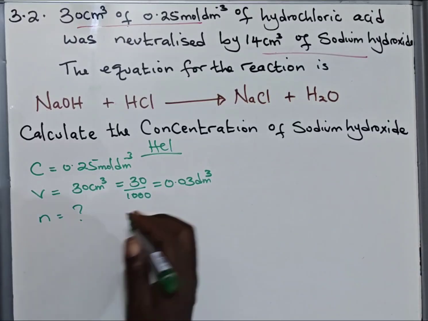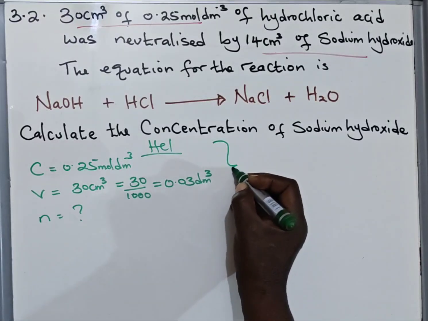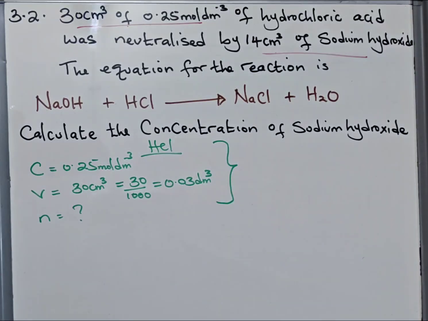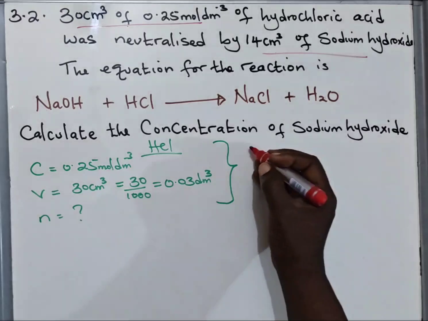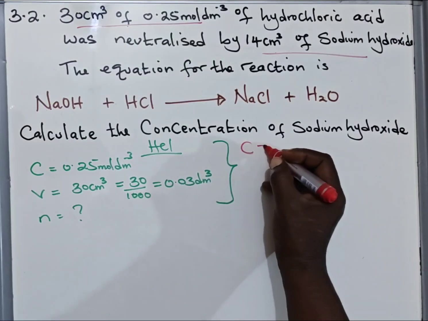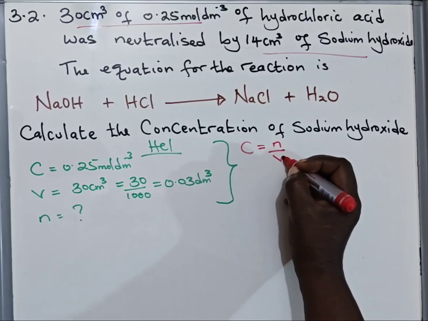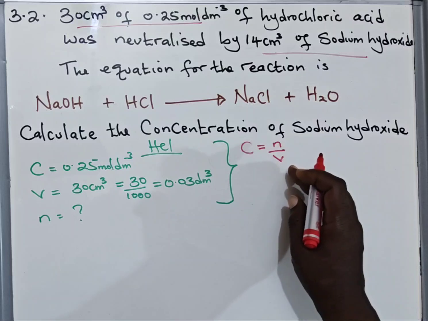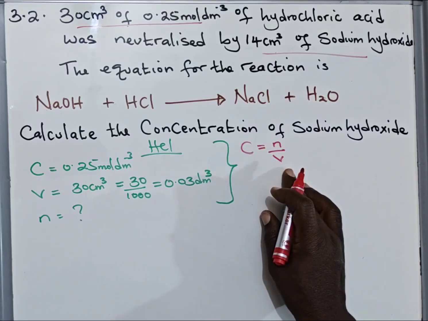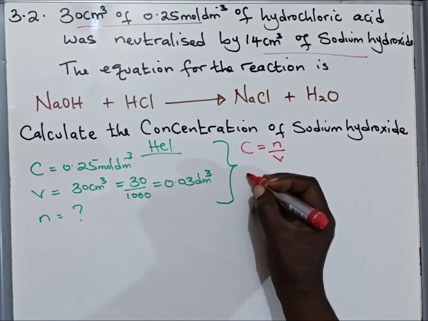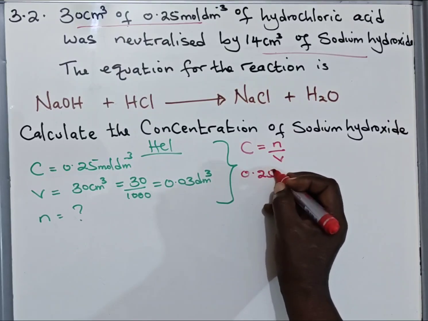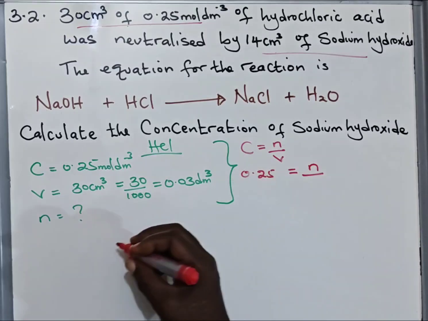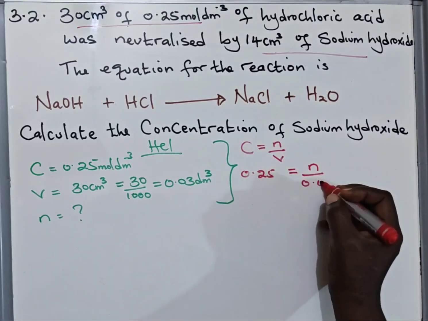So in this case, when you look at this information, what is the suitable equation to choose from here? The equation is supposed to have the three, and the best equation is going to be C is equal to N over V, which is concentration equal to number of moles per volume. In this case, you know our C as 0.25, and we are looking for N, which is the number of moles. But we know the volume, which is 0.03.